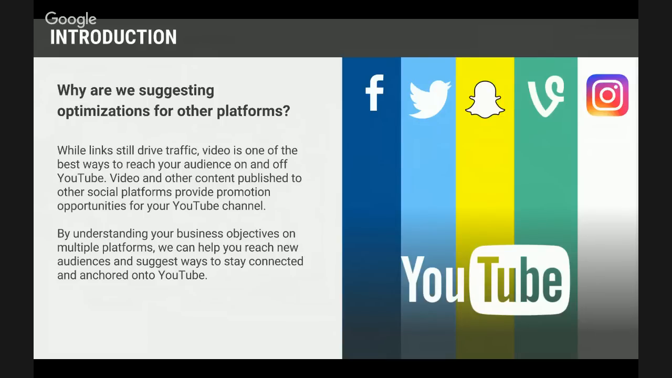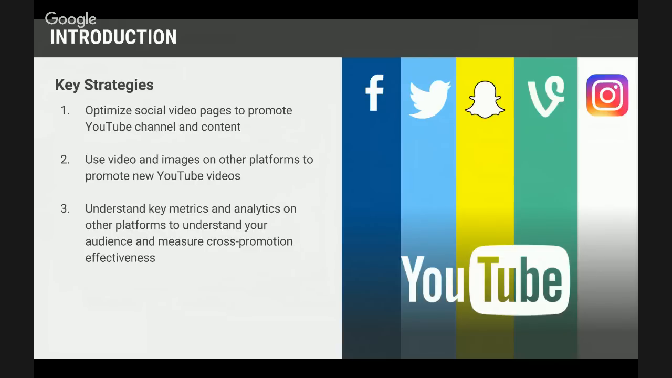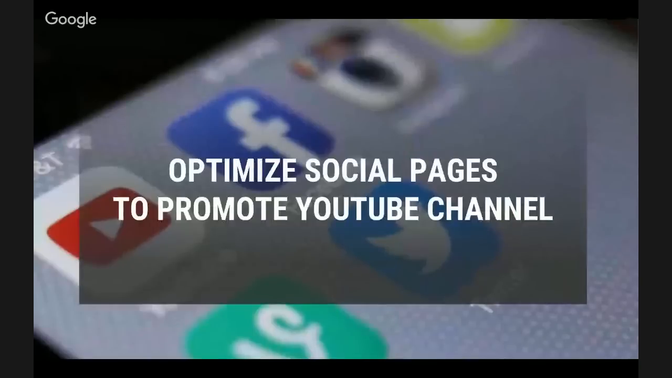So I want to say three things, and these three things is where we will focus our presentation. The first one is optimize your social video pages to promote your YouTube channel. So make sure that you're making the most of these pages to promote your content. Then use video and images to promote your new content on these social media websites. And then the third part is all about data, and Jules will talk about it. So how do you analyze the data and how do you look at your analytics to make sure it's working? Okay, so let's go into the first one, which is optimize social pages to promote your YouTube channel.